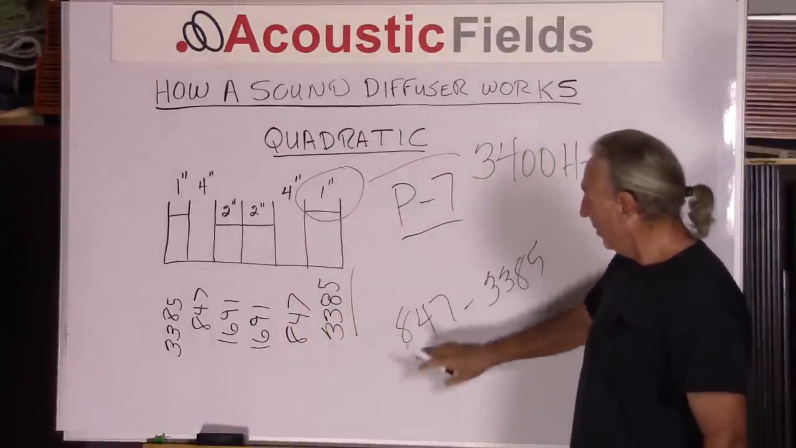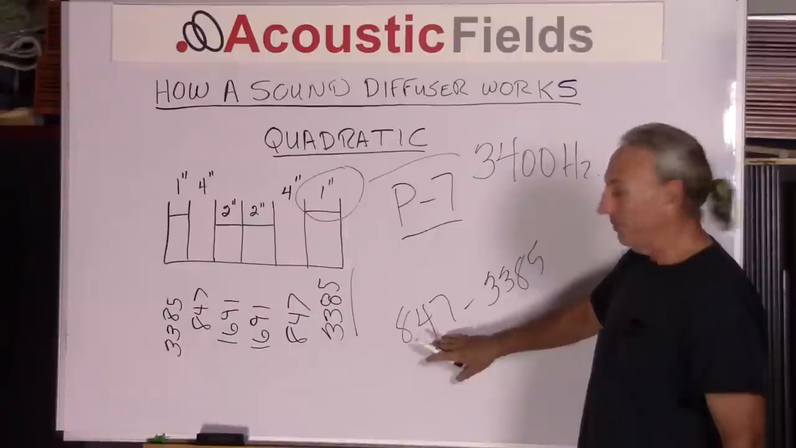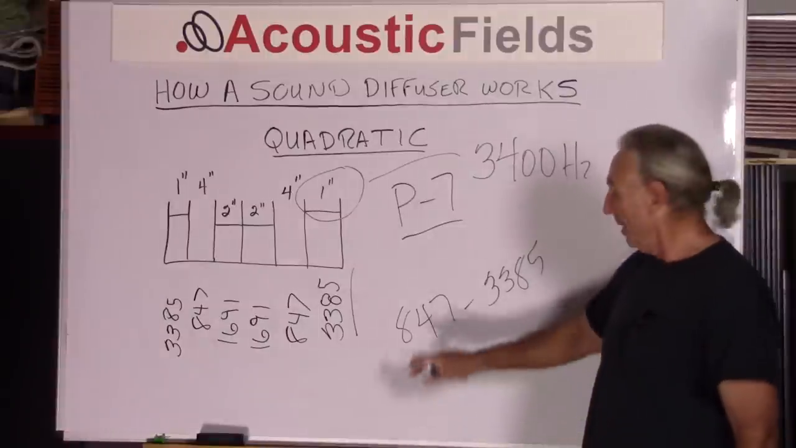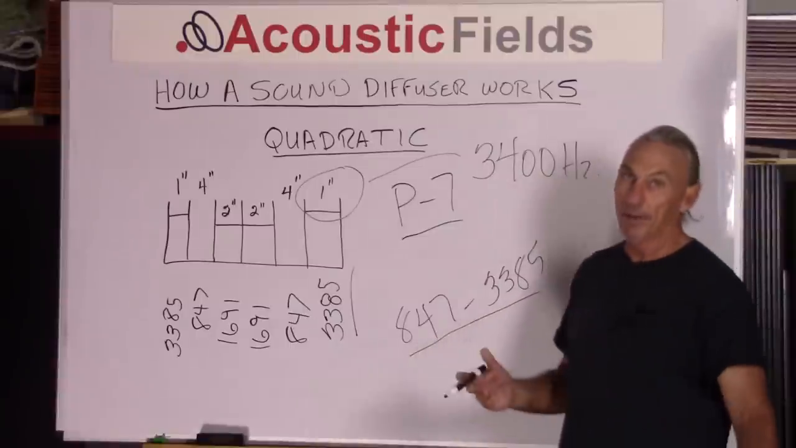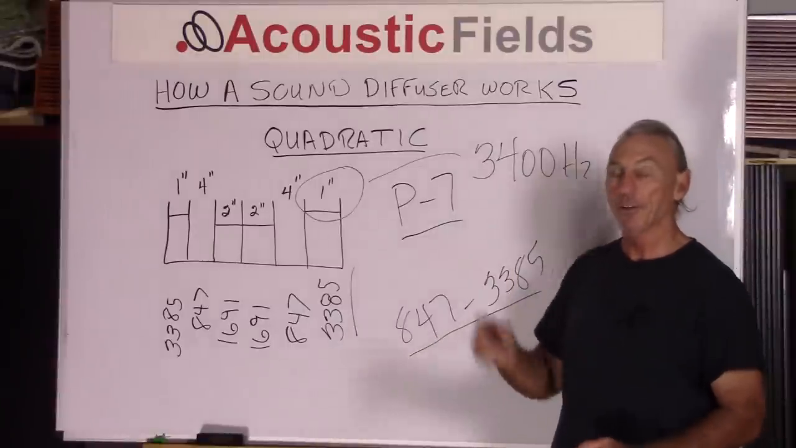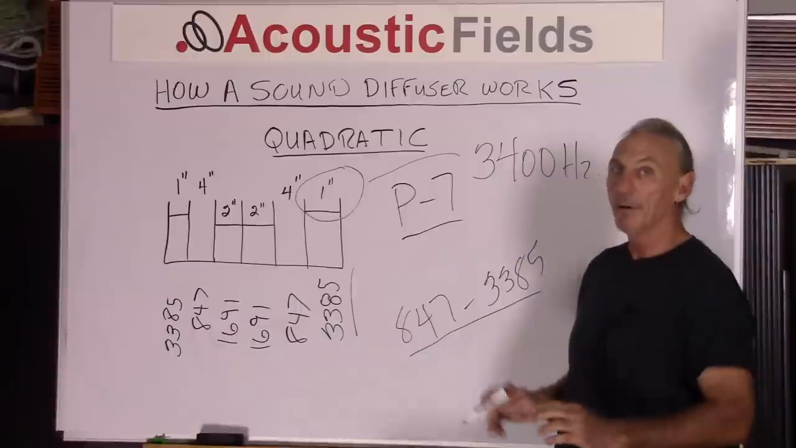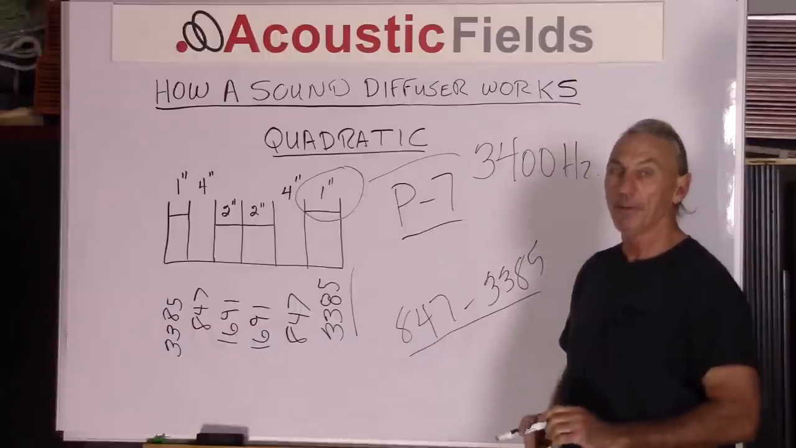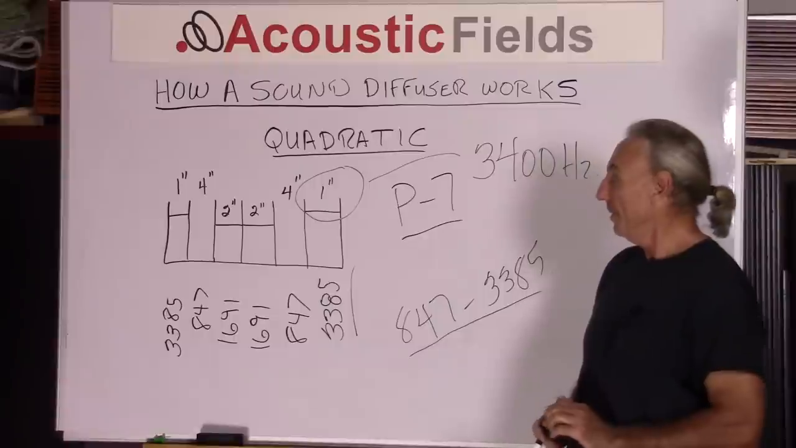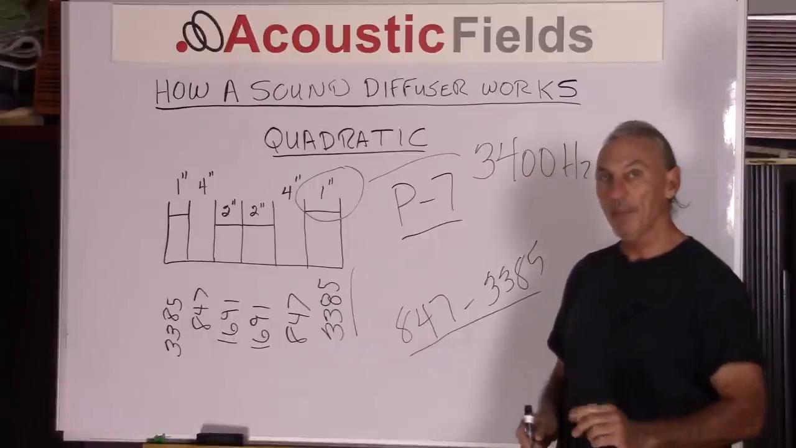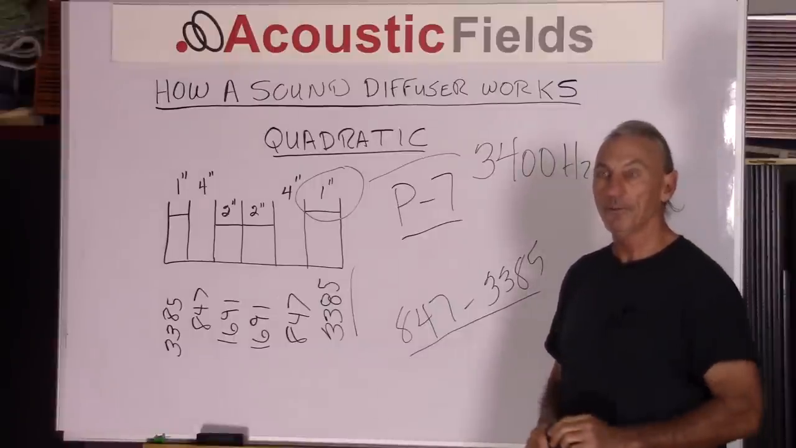So we have a curve that starts at 847 for diffusion. It ends at 3385. What is that range right there? Well, that's right in our middle range. It's actually the high middle range. So very important. It adds a lot of space, a lot of dimensions to our presentation. So I'm going to go out into the studio and bring one in, and we'll look at a real one in person.